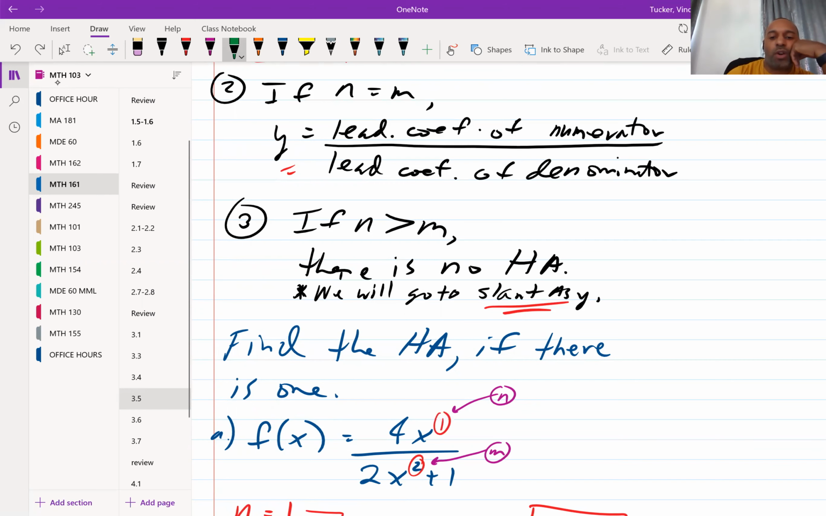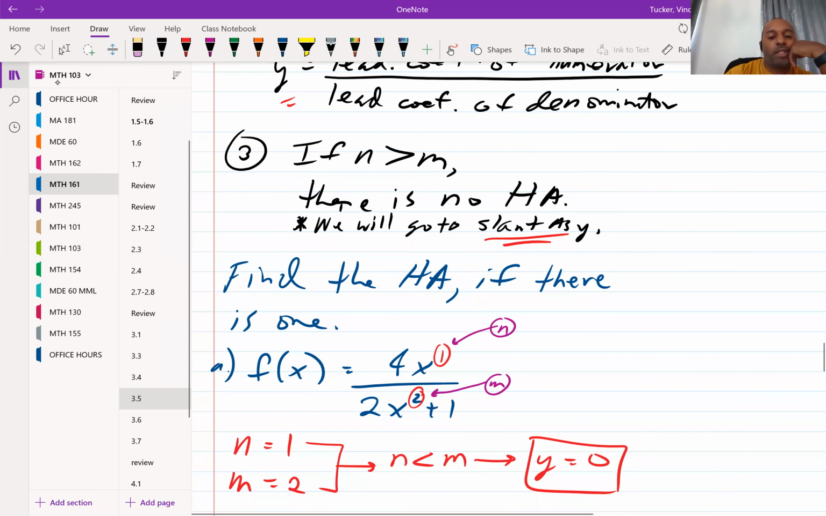All right, so the highest exponent in our numerator, we're calling that n. Remember, in our denominator, the highest exponent will be m. So n is equal to 1, m is equal to 2. So we have the scenario that n is less than m, so my horizontal asymptote is equal to 0.